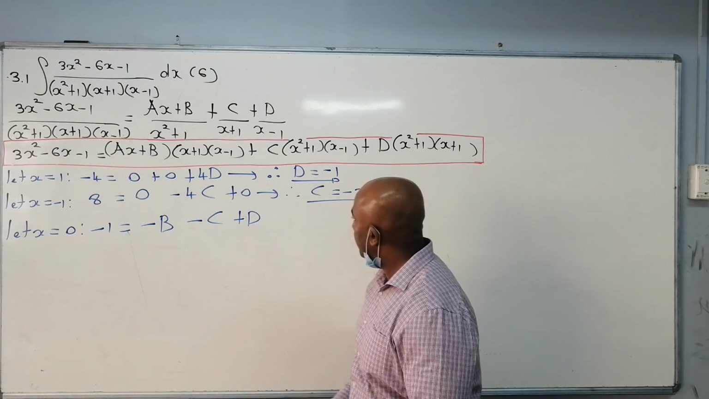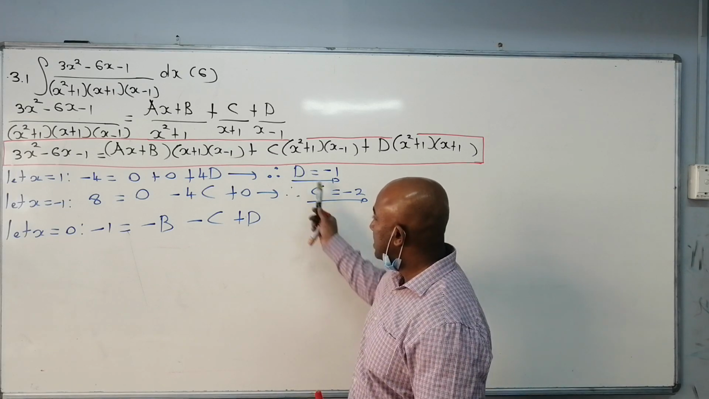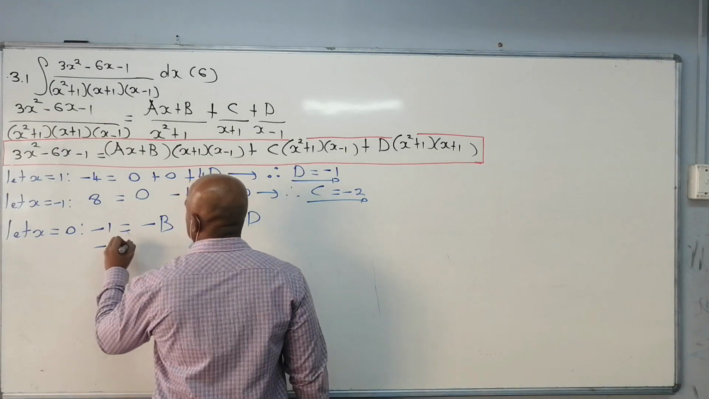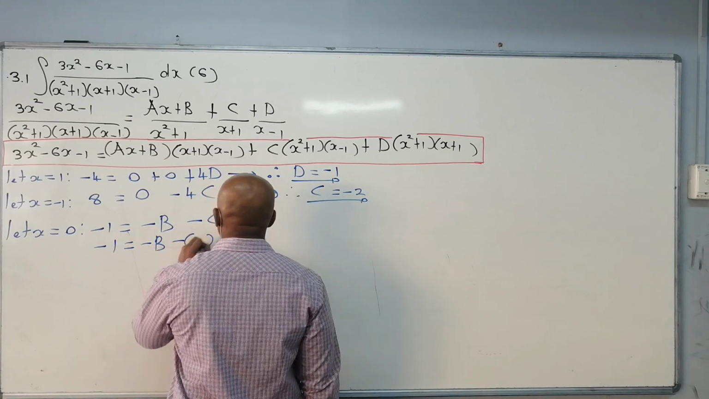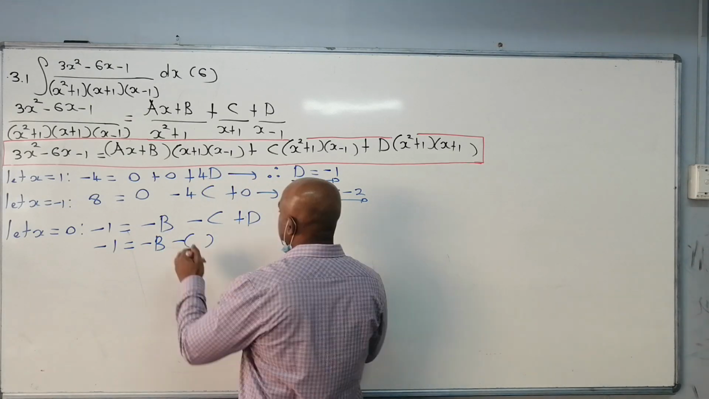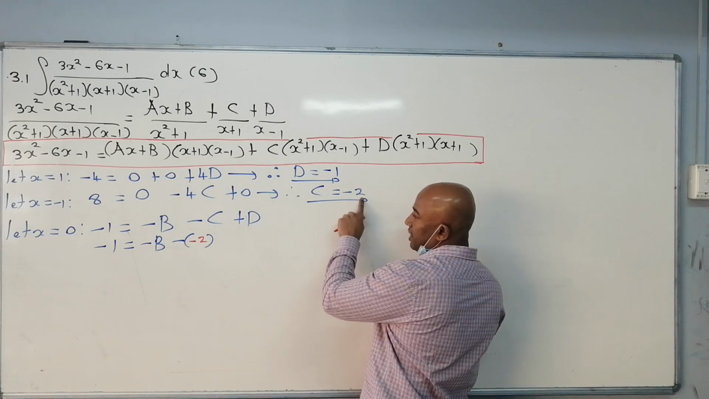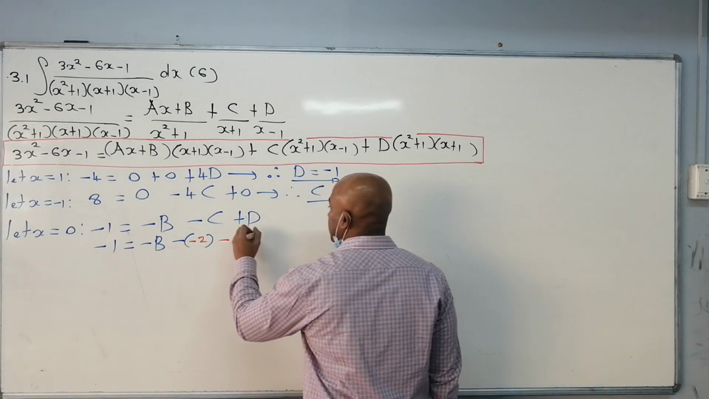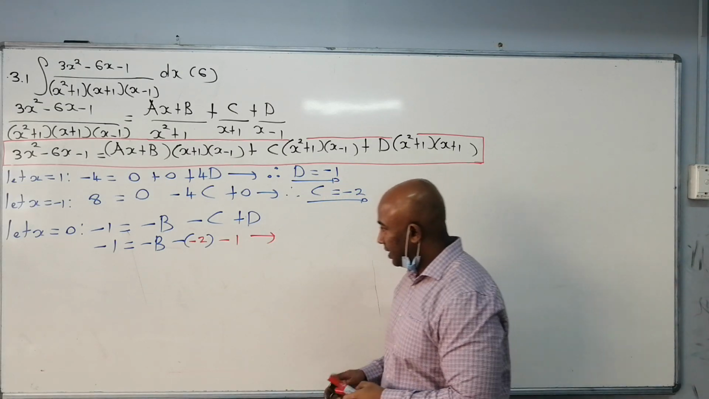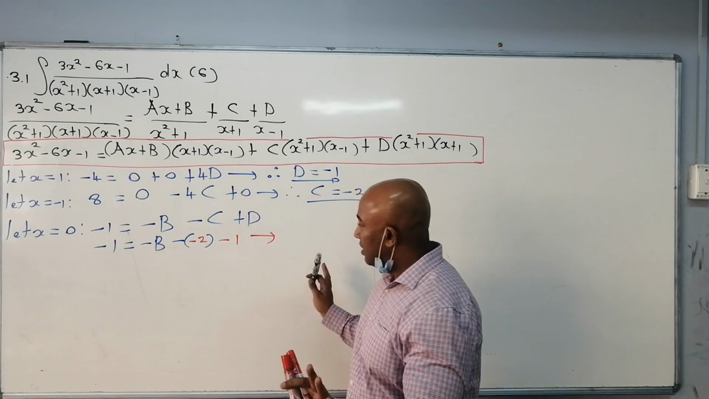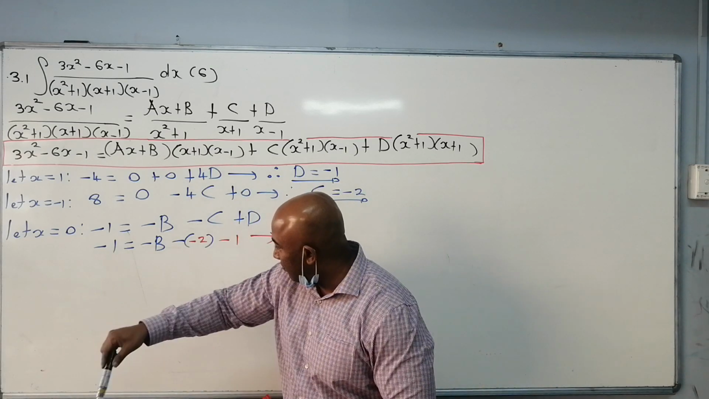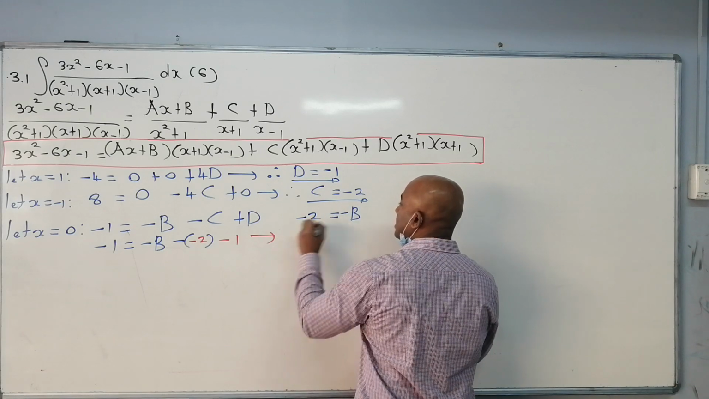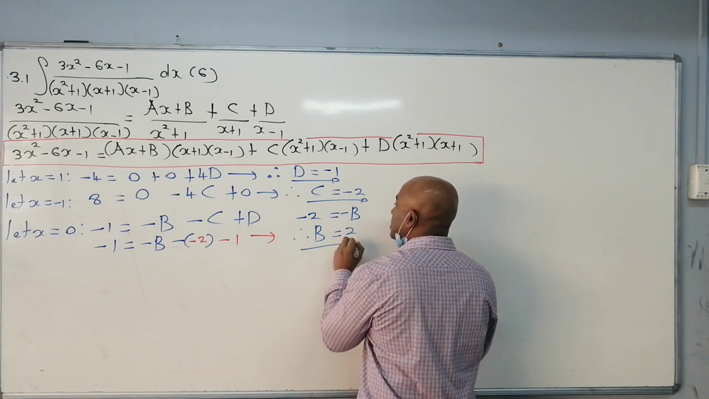Now, let's see what we know and what we don't know. We know d and c, which means we can work out b. So now, minus 1 is equal to minus b minus c. What is c? Minus 2. c is minus 2. Plus d, d is minus 1. Now, if I add the minus 1 and minus 1, that's 2. Take it to the left, it will become minus 2. So basically I got minus 2 is equal to minus b. So therefore, b is equal to 2.